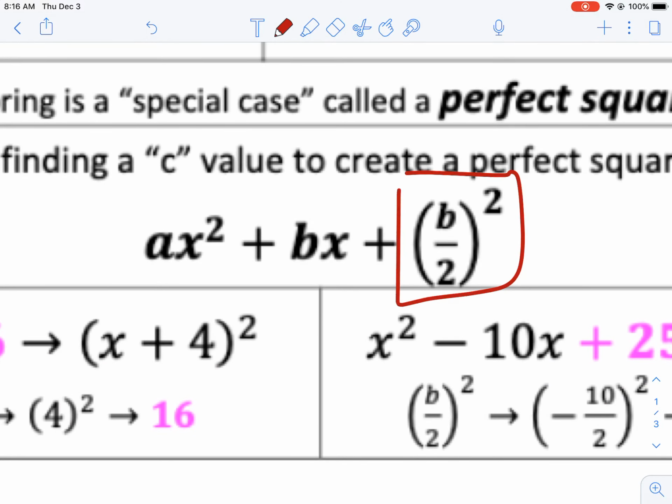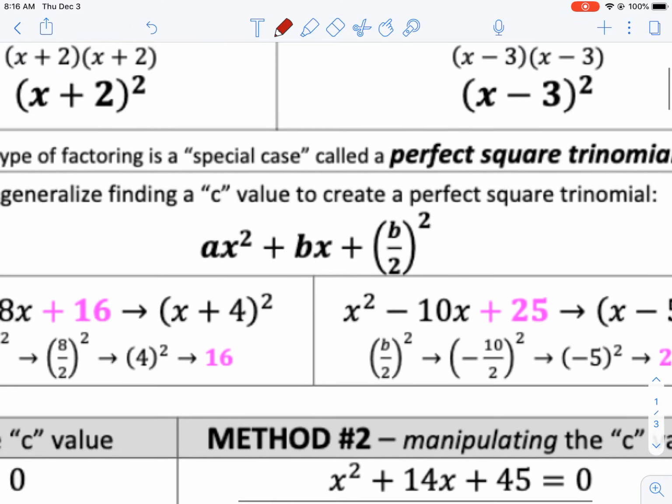So this formula right here, b over 2 squared, you really need to know that. There's not that many things that you need to have memorized, but b over 2 squared is one of those things.